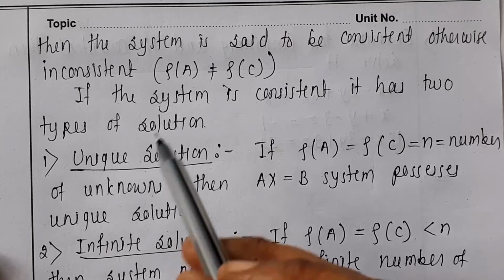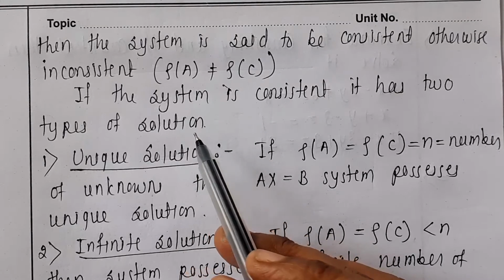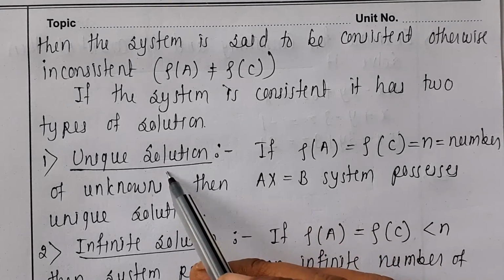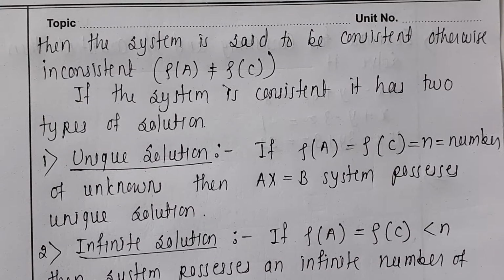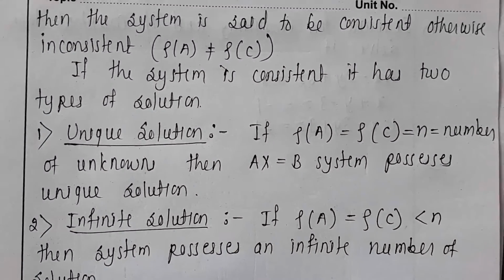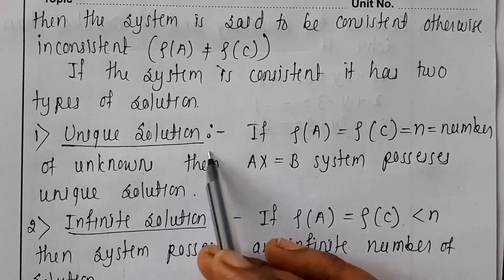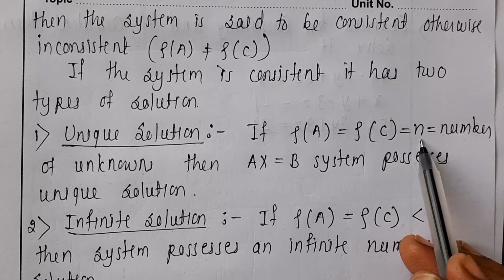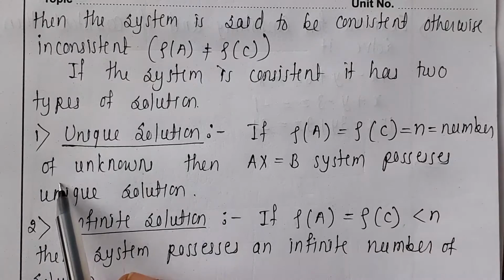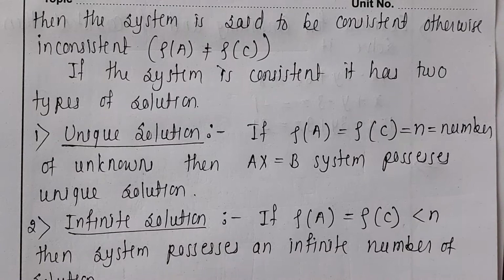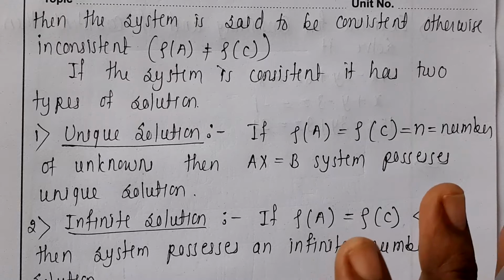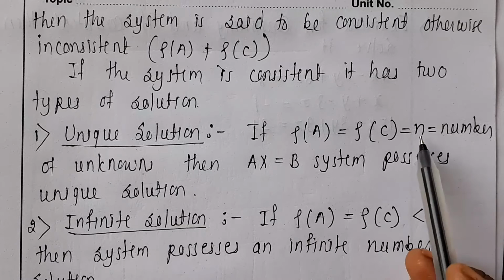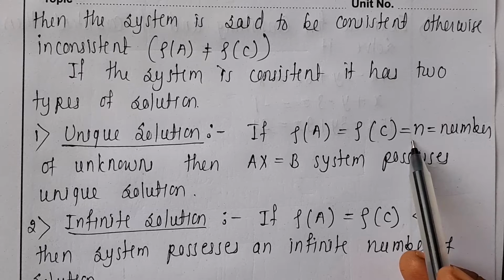So if the system is consistent, we get a solution, and we have two types of solution. One is a unique solution, another is an infinite solution. Now how do we get a unique solution and an infinite solution? If rank of A is equal to rank of the augmented matrix is equal to n, where n is the number of unknowns. Unknowns means x, y, z. If we have x, y, z, t, then we have 4 unknowns. If we have x, y, z, t, w, then we have 5 unknowns. So like that, it depends on the number of unknowns in the given equations.